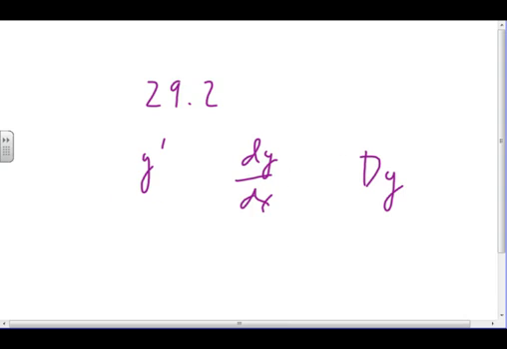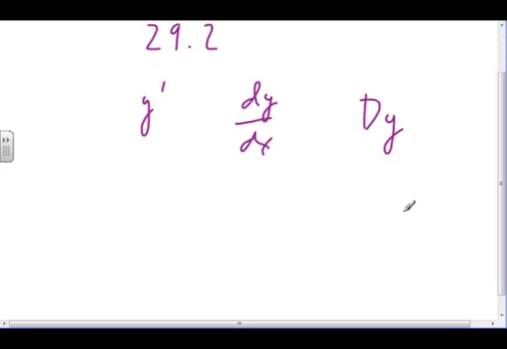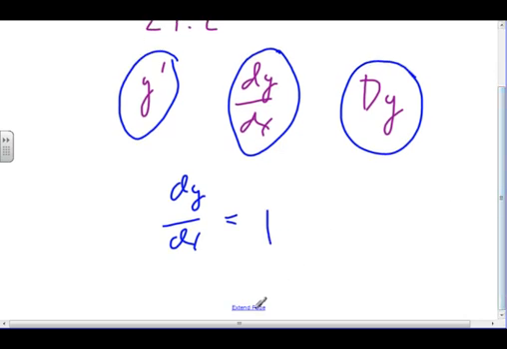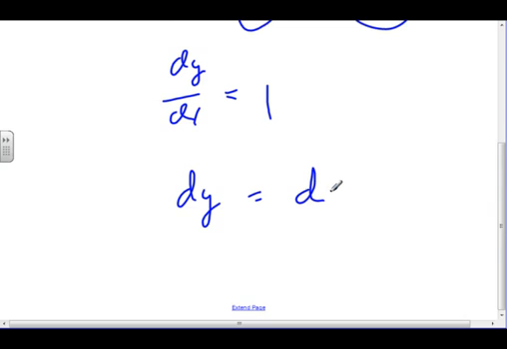So now we're going to go to section 29.2, and we're going to solve problems by separation of variables. So I've got y prime, I have dy/dx, I have dy. All those things mean the same thing. They all mean the derivative of y. Well, what we're doing in this chapter is we're saying, this is one thing, y prime, but this guy's two things. So if I have dy/dx is equal to 1, I could rewrite that as dy is equal to dx, and then I could integrate both sides, and I could say y is equal to x plus some constant c.